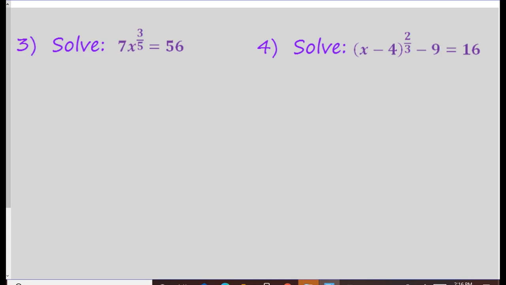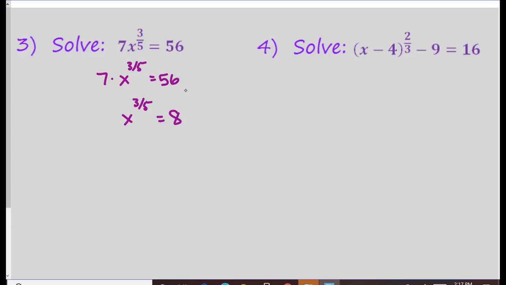Number 3. Now, my computer didn't let me type this problem in a very easy to read way, but the 3/5 that you're seeing here, that is an exponent. Okay, so 7x to the 3/5. But it's not 7x to the 3/5. It's not that. 7 is not part of the base. It's just 7 times x to the 3/5. So the first thing we should do is divide both sides by 7.